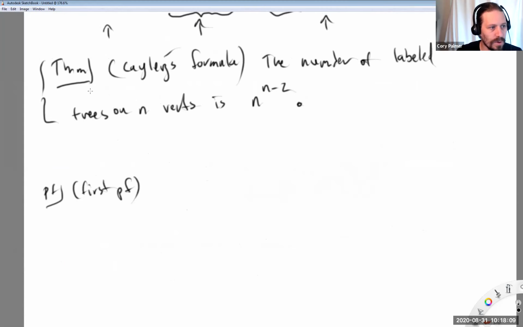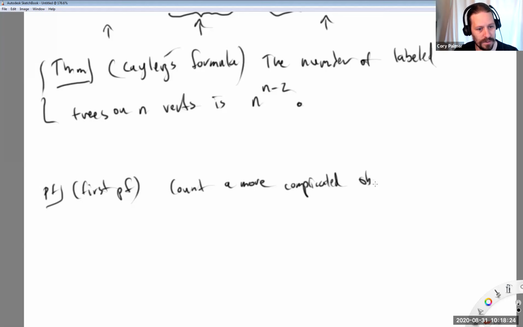Okay, so what we're going to do to prove this, a common strategy, is count a more complicated object, and then divide out by the overcount, okay? And we're going to complicate this object in a couple of ways here. In order to do that, I'm going to have a whole laundry list of definitions. They're all pretty easy, but let me go through them carefully here, okay? So the first here is a rooted tree.